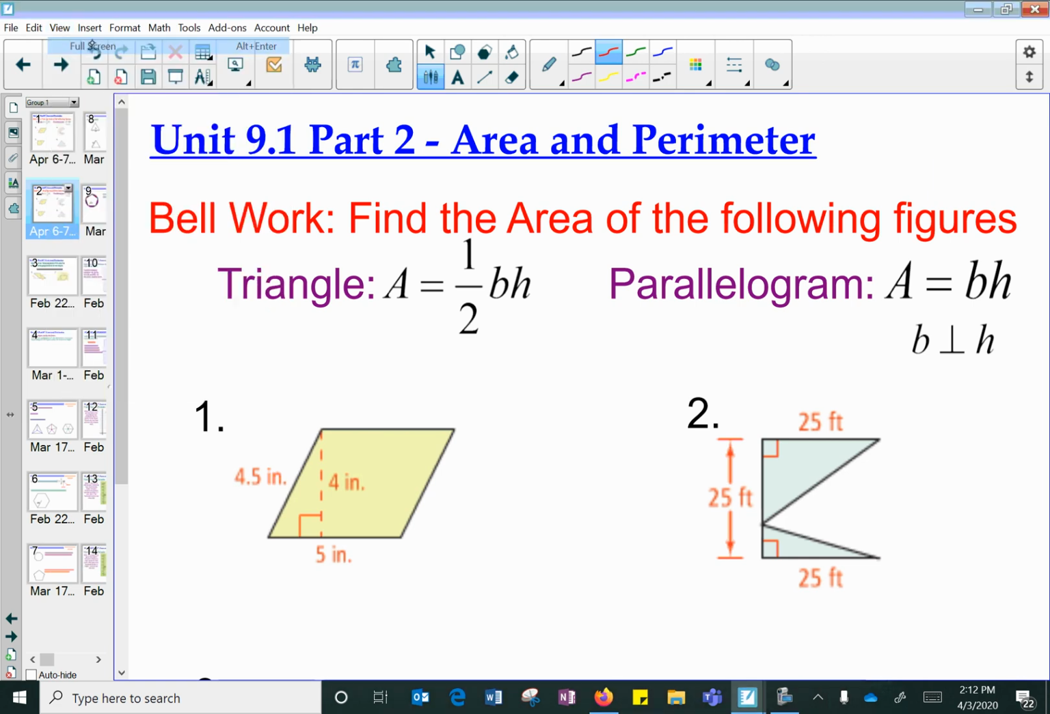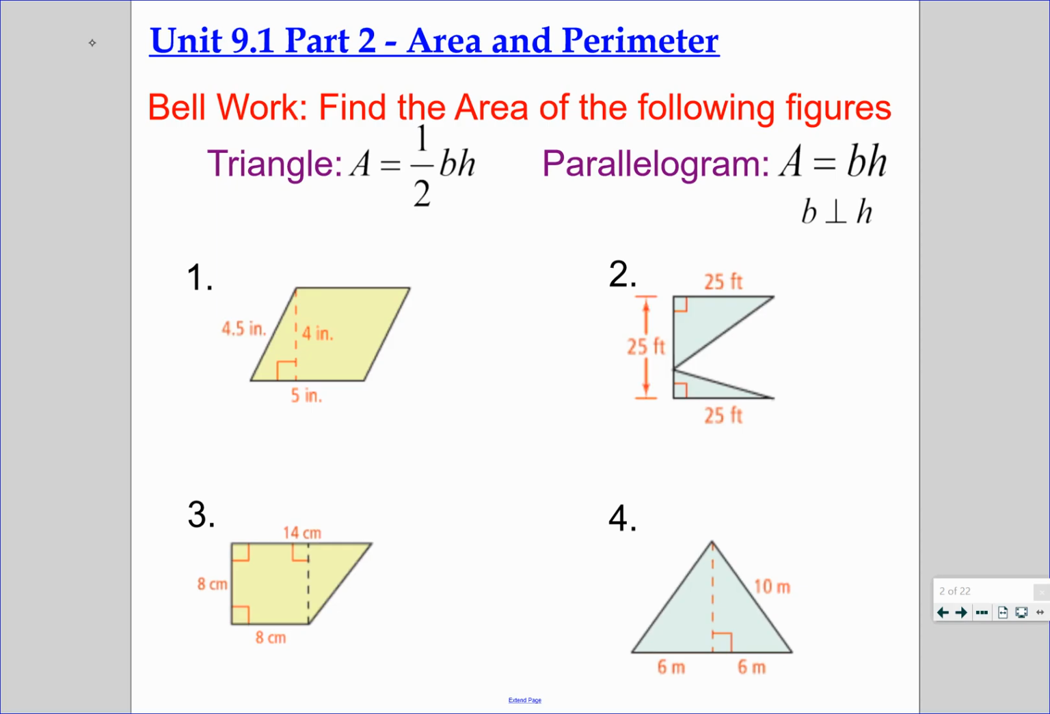And welcome to Unit 9.1, Part 2. This time we're going to continue our discussion with polygons on the coordinate plane, but we're going to actually solve for area and solve for perimeter and more of the dimensions of these shapes this time.